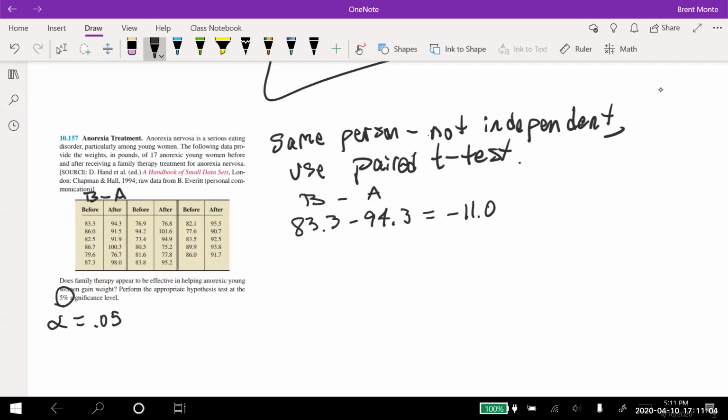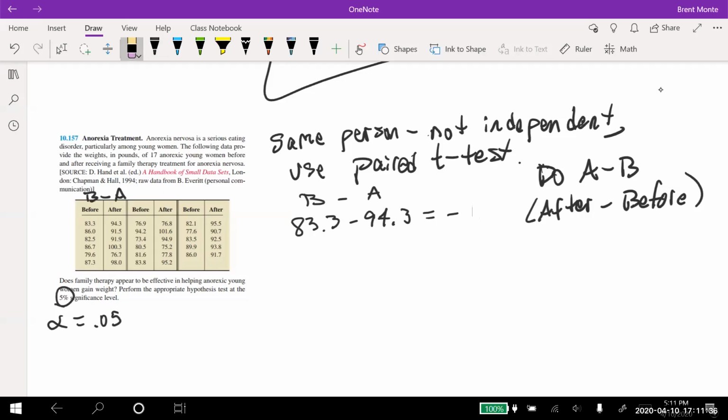So this number seems to me not to be an accurate way of looking at it. So when we have a before and after situation, I'm always going to switch it around and do after minus before. Because now if I get a positive number, it'll mean that particular person gained weight. So you don't have to do it that way, but you have to be very careful with your alternative hypothesis if you don't.